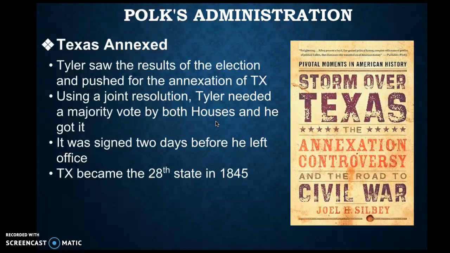They have no ties to any parties. They're not trying to win elections, and so they do whatever they want. Two, they want to be remembered as something. So Tyler wants to push this annexation of Texas through, so he's remembered for something. So he uses what's called a joint resolution. I'd like you to Google that and figure out what that is. Let me know when you're done with this. And he needed to get the majority vote in the House and in the Senate. 2 days before he leaves office, Texas is annexed into the Union, and we become the 28th state.